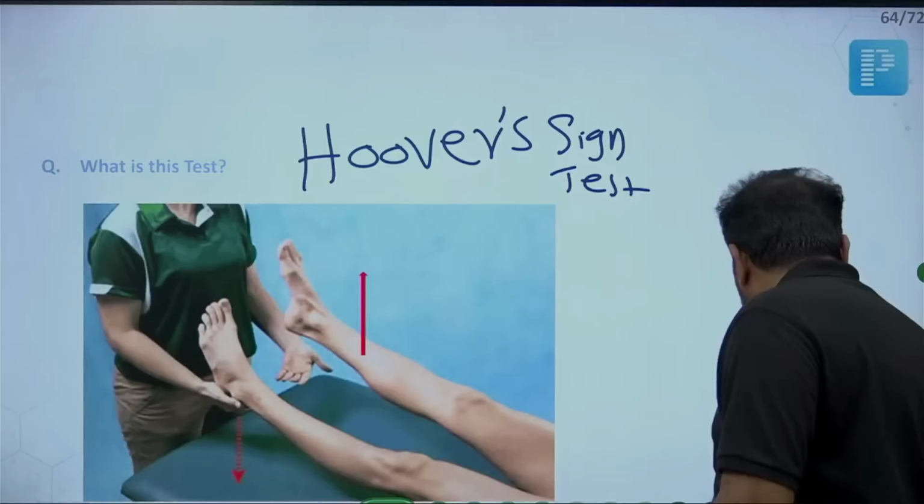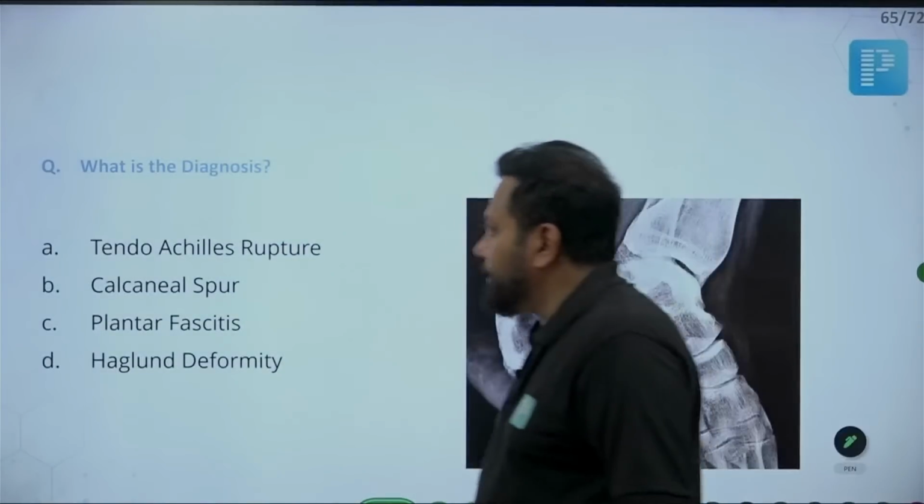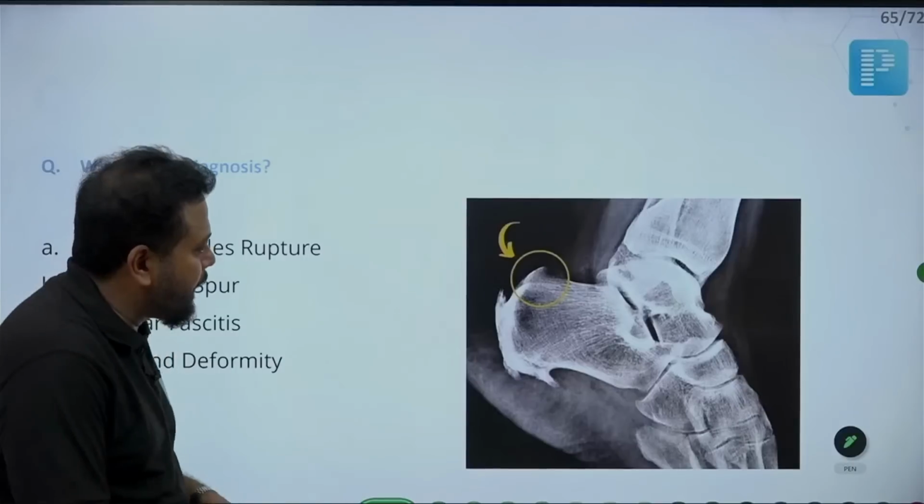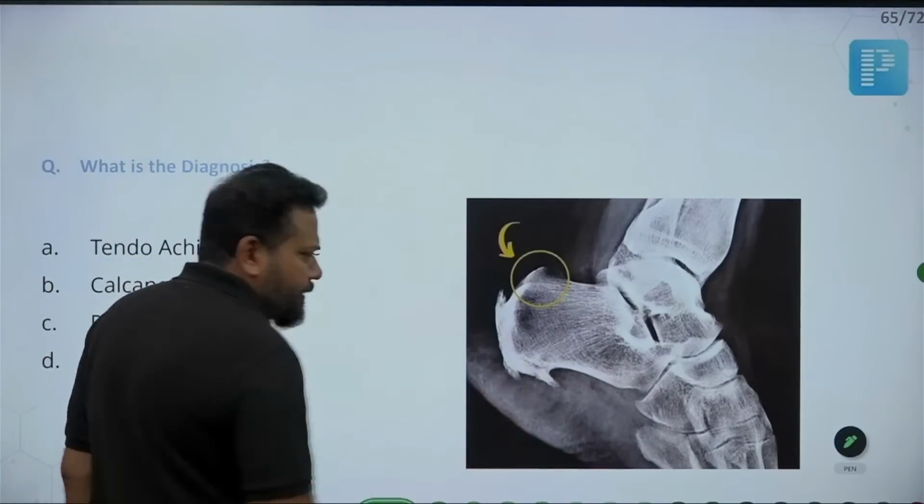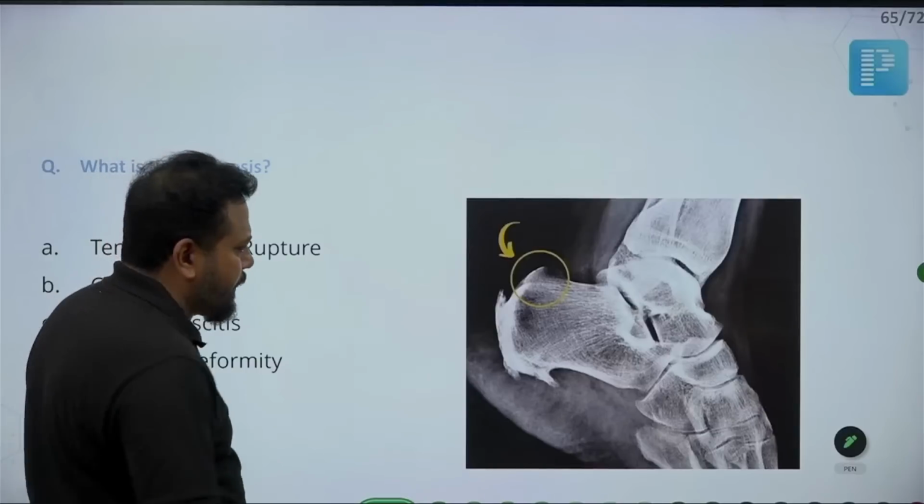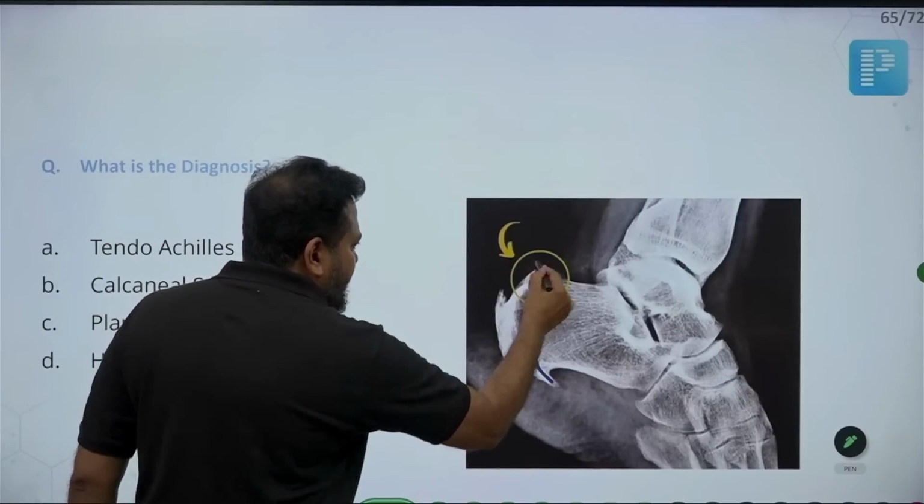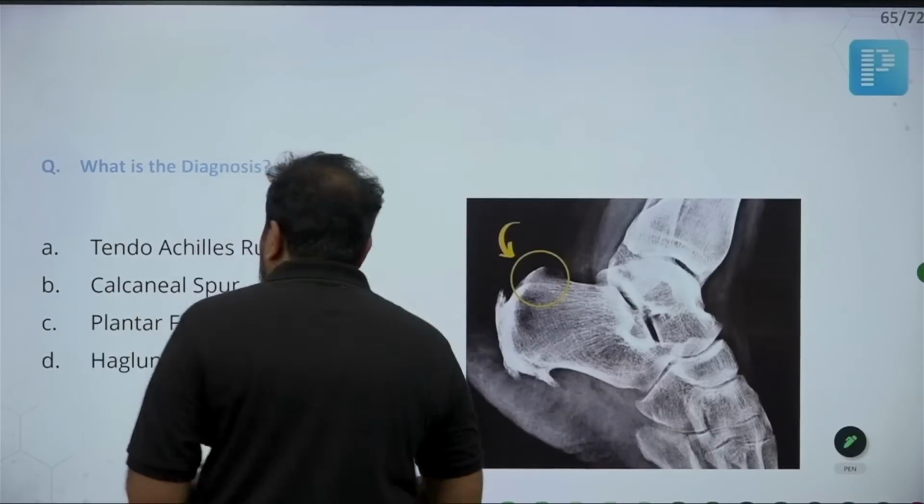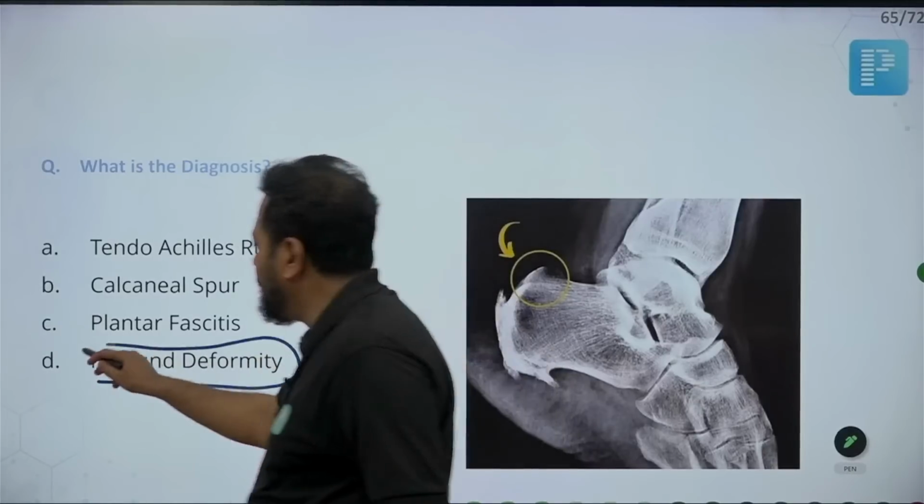Positive Hoover's. What is the diagnosis? Look at this. What is the diagnosis? This is such a common condition in clinical practice, that's why INI-CET repeatedly asks. I am able to see a spur here, a spur here. This is called Haglund deformity.